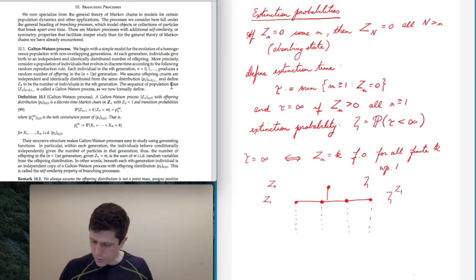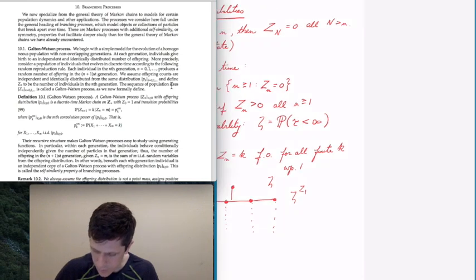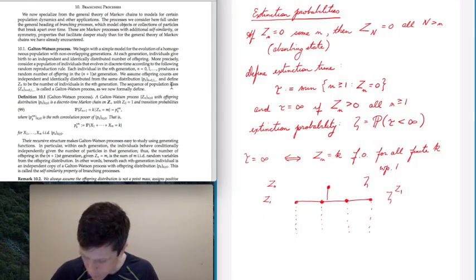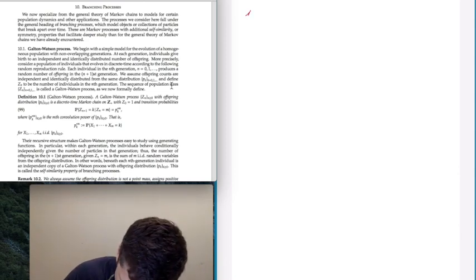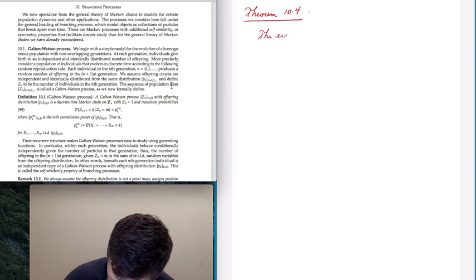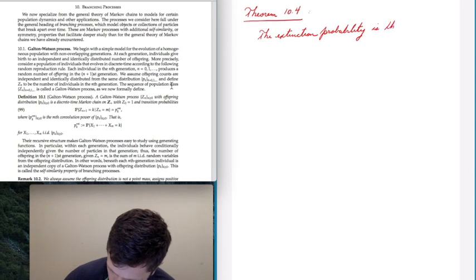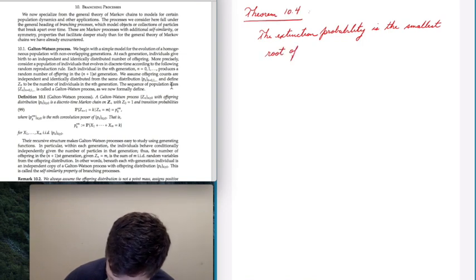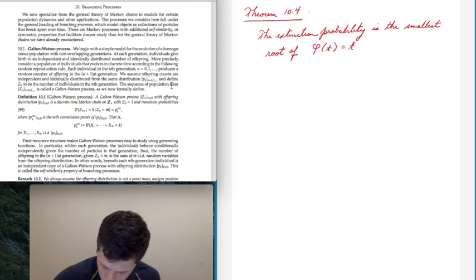So what we can do now is state what this must satisfy using this recursive relationship, which we've already pretty much argued: the extinction probability is the smallest root of phi(t) equals t.